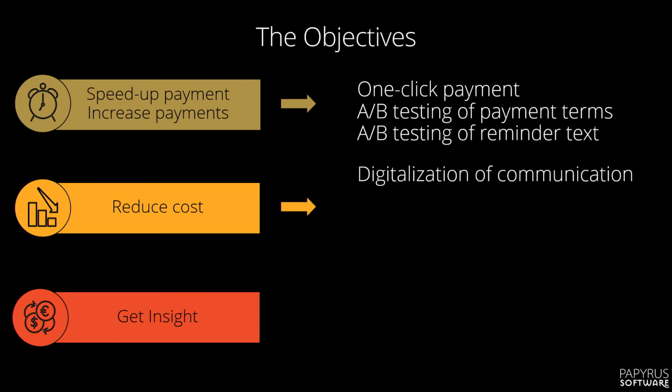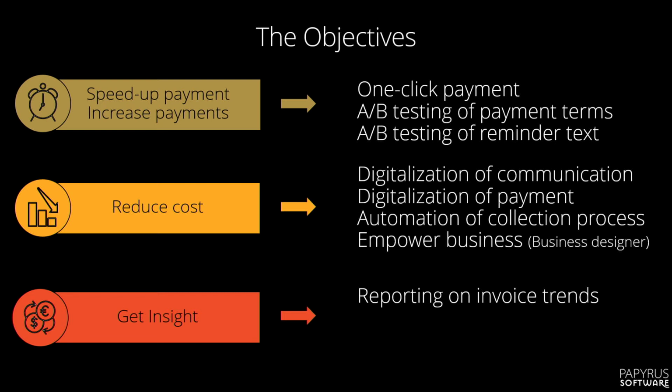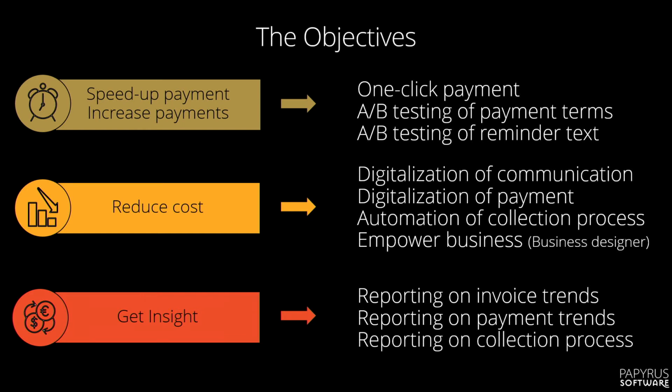Also, we can reduce our costs by the digitalization of our communication, also by digitalization of our payments, also done with our one-click payment, and also by making our process automatic. We mentioned before that most of these processes are right now done manually, so we will want to make them automatic and reduce our cost a lot. And also, we can reduce our cost by the use of our business designer to empower our business. And we can also get insight into our process by using reporting for the invoice trends, payment terms, or also our collection process itself.